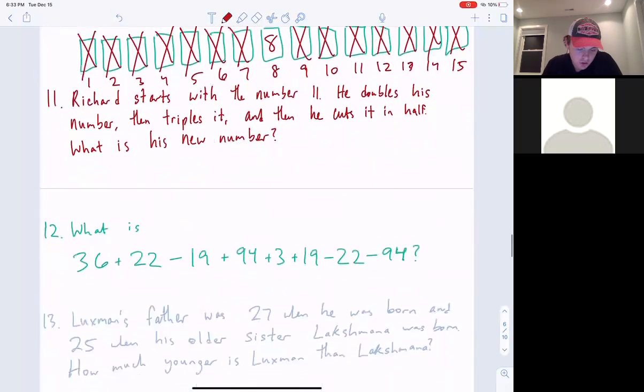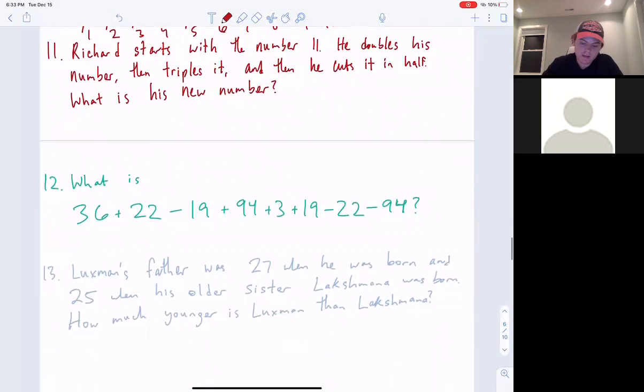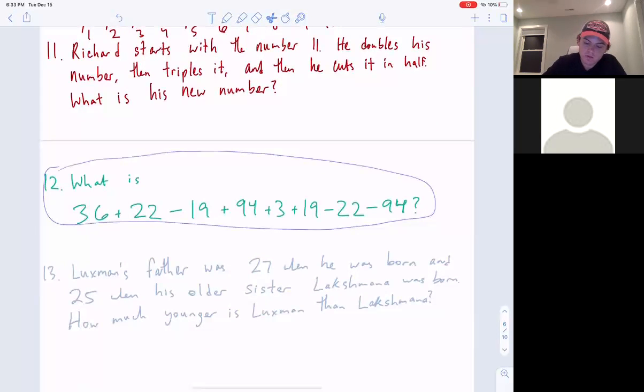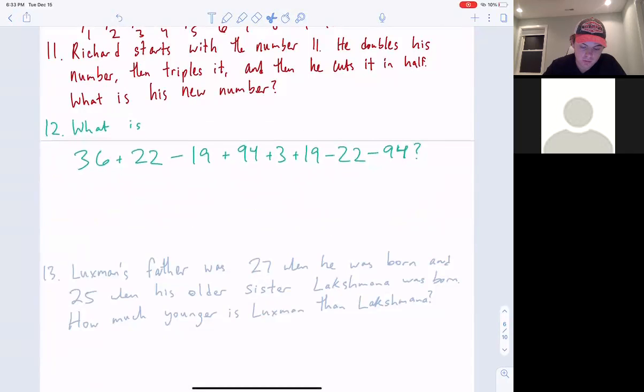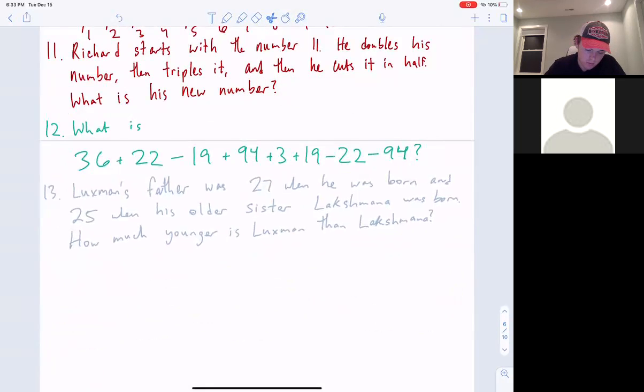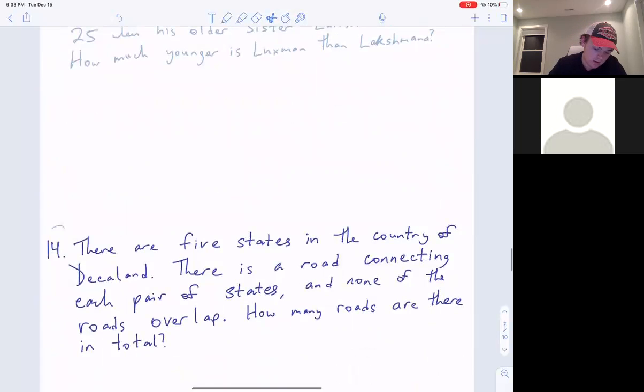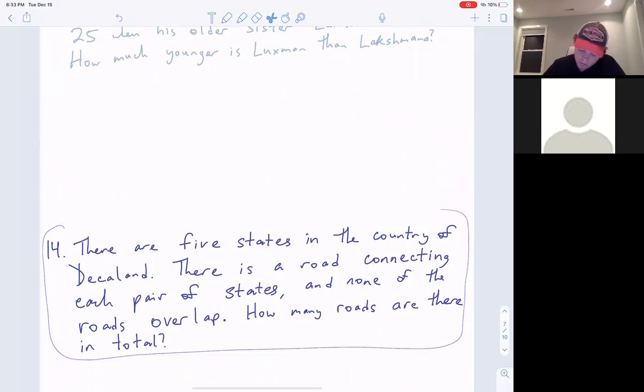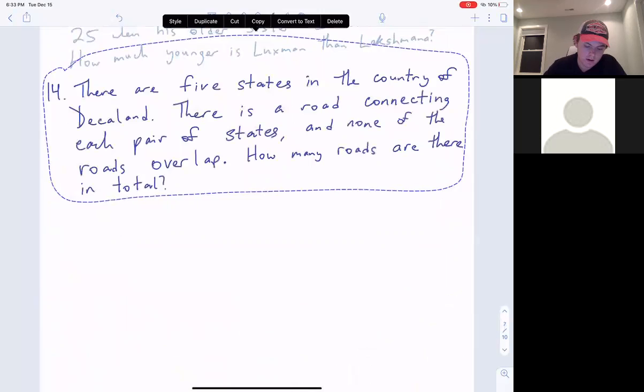What I'll do is I'll show you some more questions that you can work on. So question 11, Richard starts with the number 11. He doubles his number, then triples it, and then cuts it in half. Maybe you don't know what doubling is or tripling. You can ask your parents. I'm sure you're going to do that.